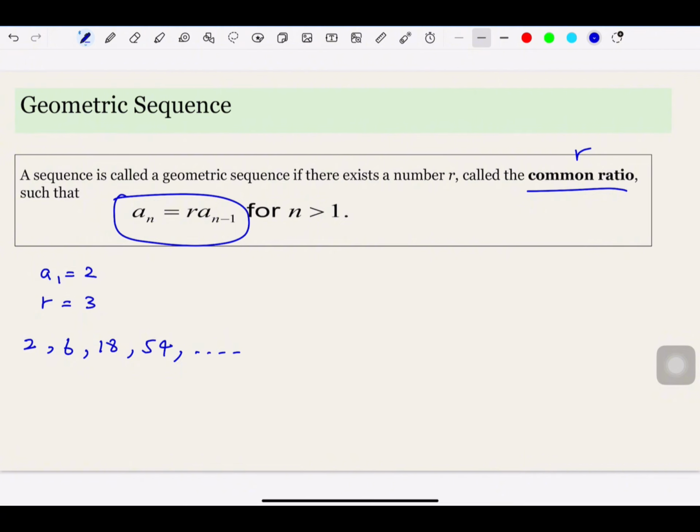So this is how you get your geometric sequence. Okay, a quick summary. A geometric sequence multiplies each term by a constant, which is called the common ratio, and this is the recursive formula. You need the first term and the common ratio to generate this sequence. So that is what a geometric sequence means.